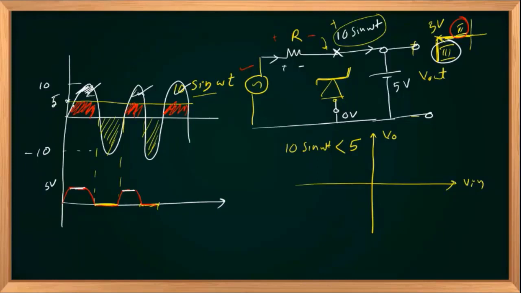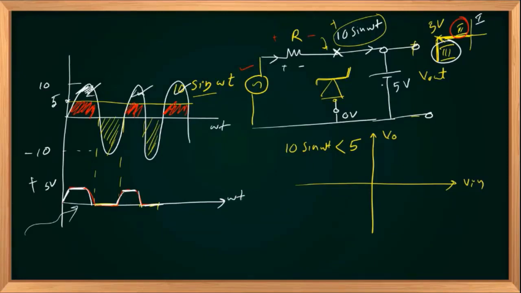So based on 3 different modes of operation, region 1, region 2 and region 3. Region 1 output is 0. Region 2, V out equal to V in, same shape. Region 3 in breakdown mode, V out is flat, constant, positive 5 volts. So the waveform will look like the waveform shown here. This is omega t axis.